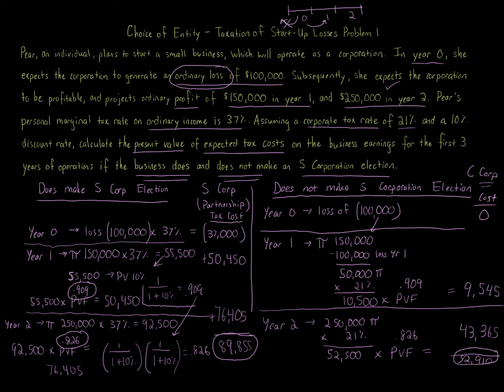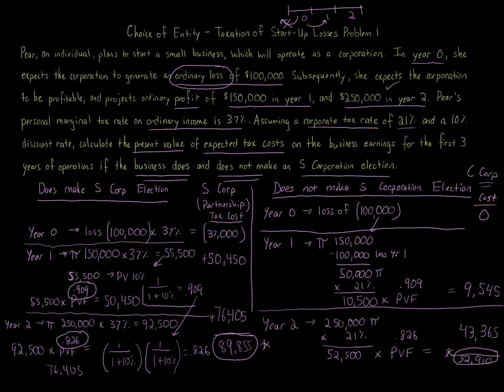So notice, if we are an S corporation, our tax cost is $89,855. If we are not an S corporation, we're a C corporation, we're $52,910. So you're saying, okay, well, it's better to be a C corporation. Well, yes, given these facts and circumstances.